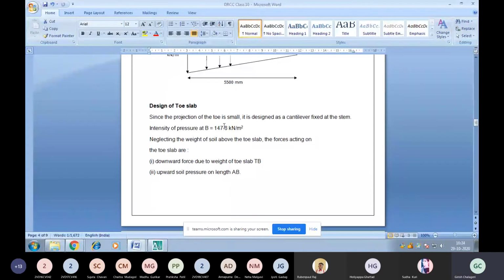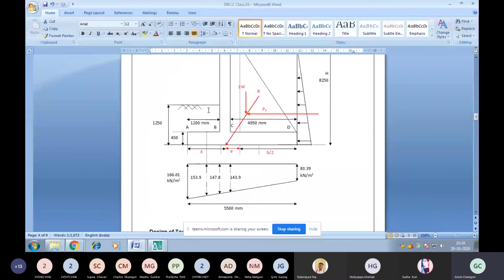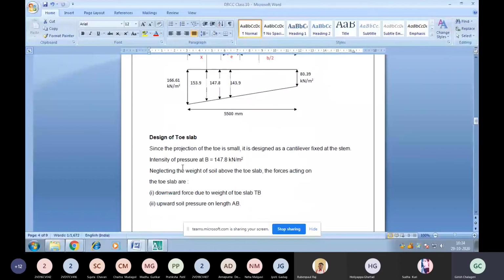For the toe projection, we know the thickness of the toe is this much. This is an area of concrete which is acting downwards, and this is the soil stored above the toe slab, acting downwards, and the remaining pressure acts like this. So let us calculate assuming there is no downward soil pressure, only the slab is there and uplift is there. So it becomes still more critical. The intensity of pressure at point B is 147, as we found.